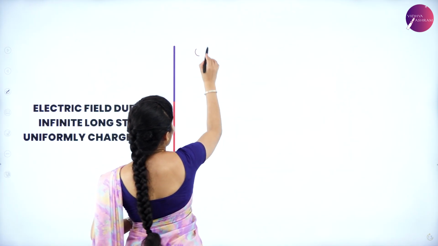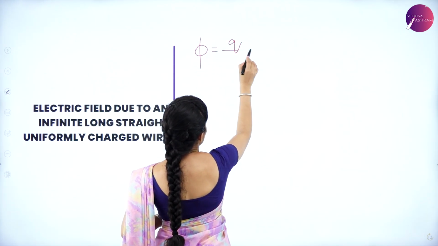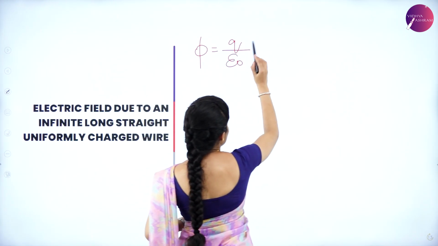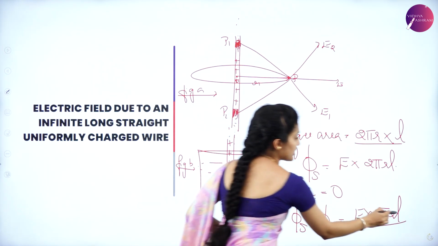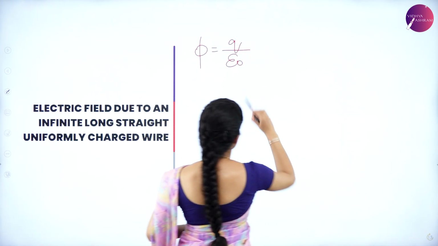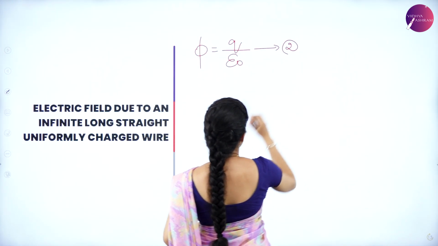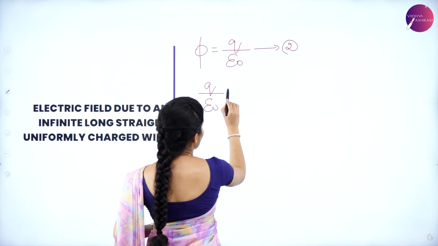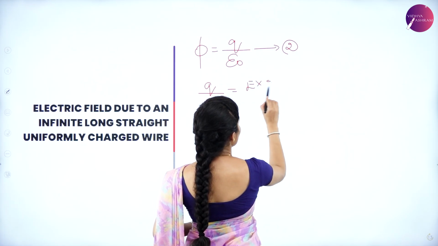So according to Gauss law, you have flux equal to charge, 1 by epsilon naught times Q. You can call this equation 1 and the next equation as equation 2. So equating 2 and 1, you have Q by epsilon naught is equal to E into 2 pi rL.